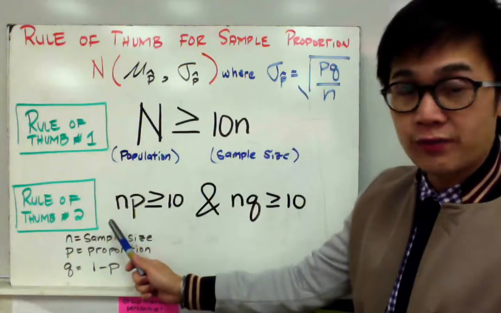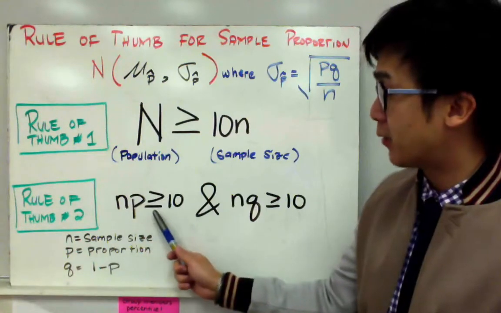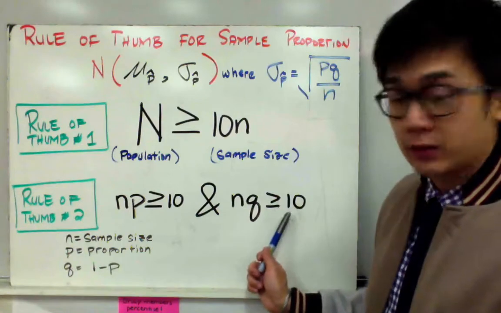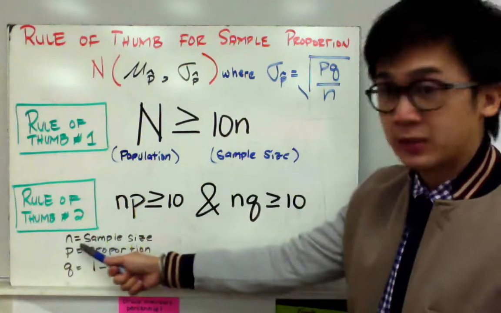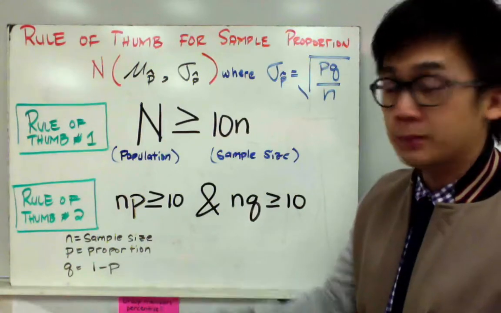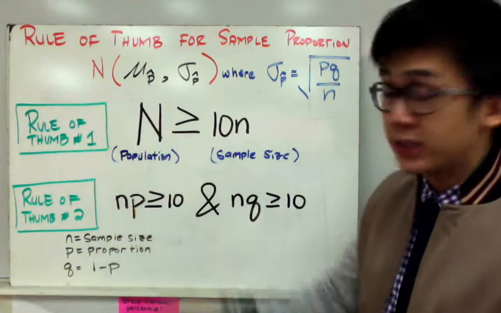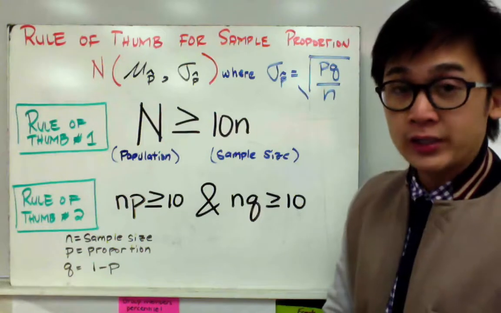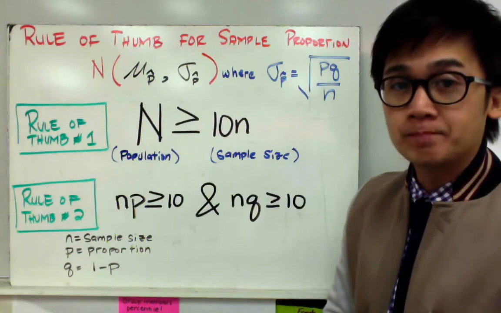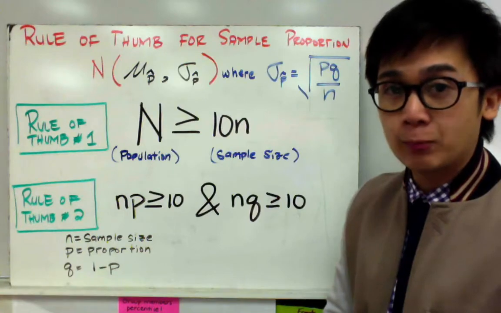And the second rule of thumb is n times p should be greater than or equal to 10 and n times q should be greater than or equal to 10. Now n is your sample size and p is the given proportion in our problem. If these two rules of thumb are satisfied, then we can proceed to answering our word problems involving sample proportion.